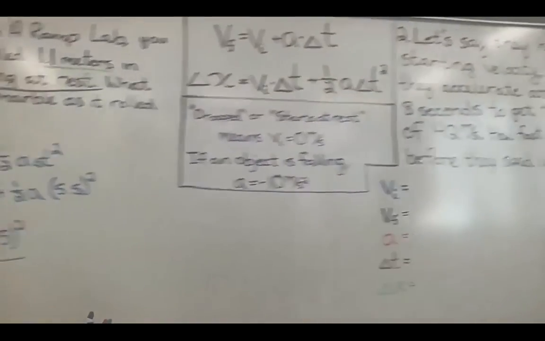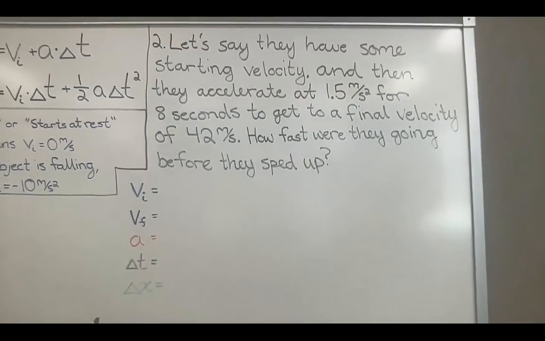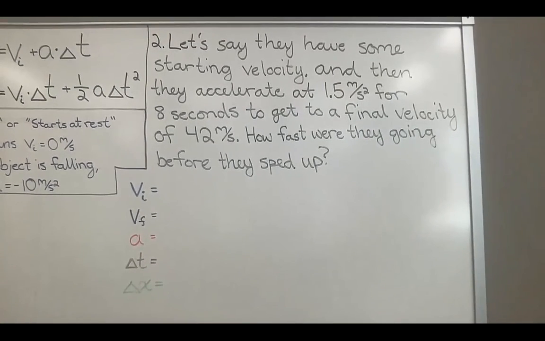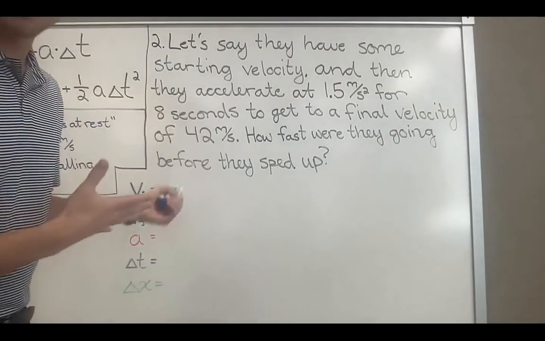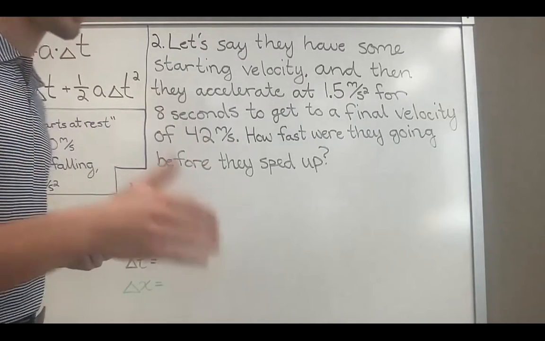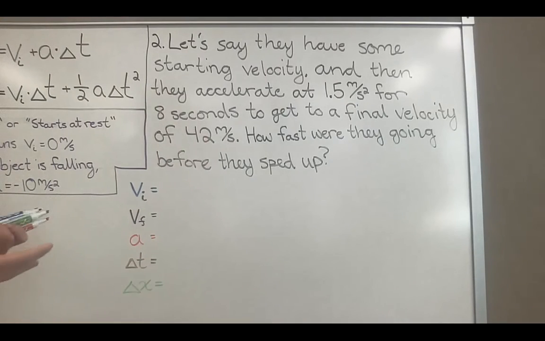So then quickly moving on to number 2. So you have the problem on your sheet. I kind of cut off the first part, but it says, let's say they have some starting velocity, and then they accelerate at 1.5 meters per second squared for 8 seconds to get to a final velocity of 42 meters per second. How fast were they going before they sped up?